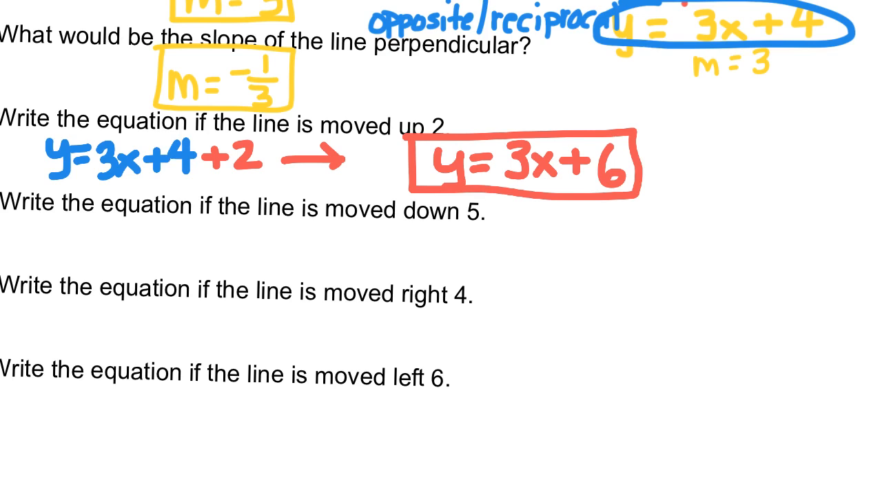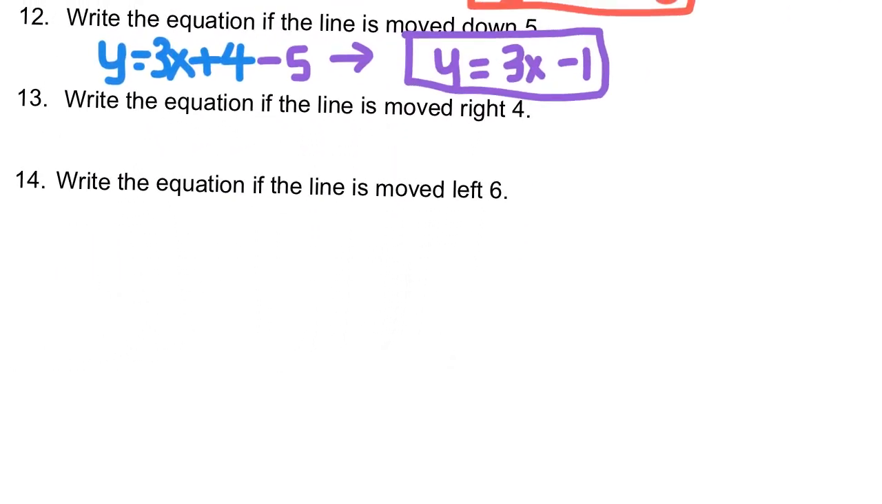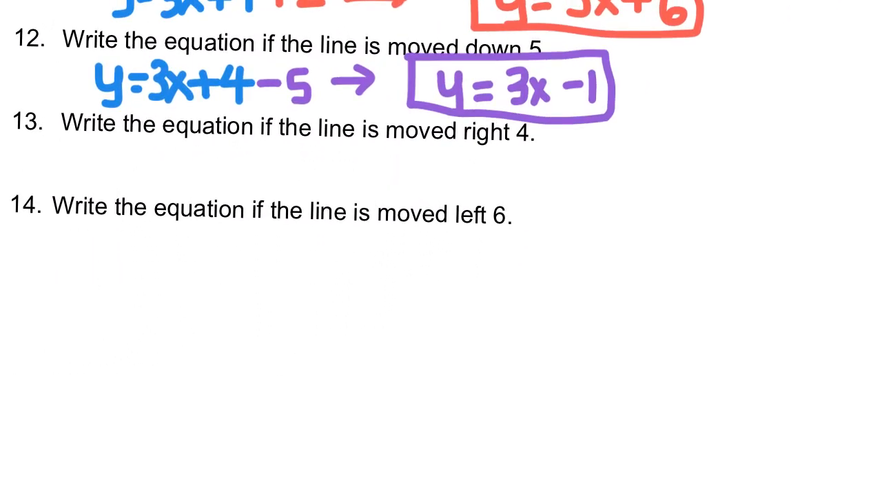Look at the next one. If the line is moved down 5, please pause the video here and try that one on your own. After simplifying, you should have y equals 3x minus 1. Now 13 and 14 are a little more tricky because we have the parentheses involved. But let's begin with our original. We'll have y equals 3x plus 4.